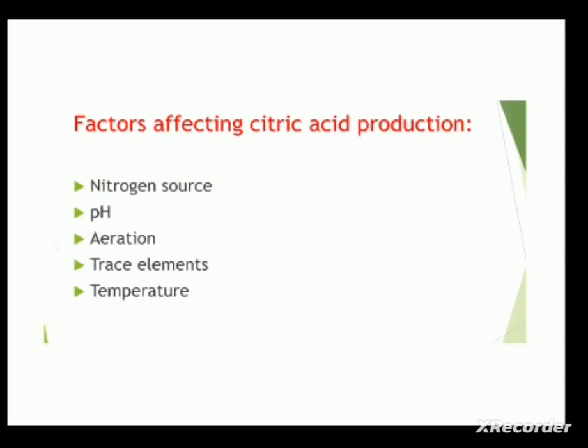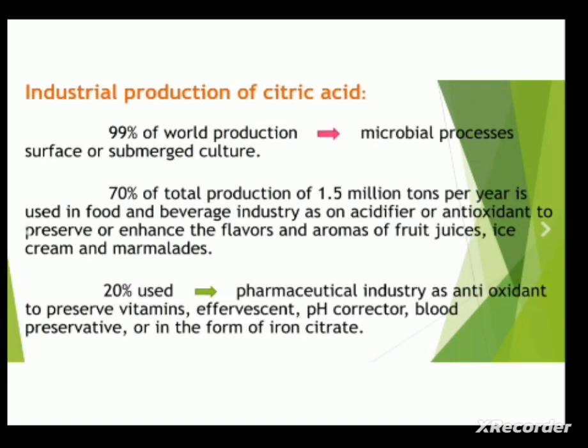Then we come to factors affecting citric acid production. Number 1, nitrogen sources. Number 2, pH. Number 3, aeration. Number 4, trace elements. Number 5, temperature. Then industrial production of citric acid: about 99% of the world production is by microbial processes, surface or submerged cultures.